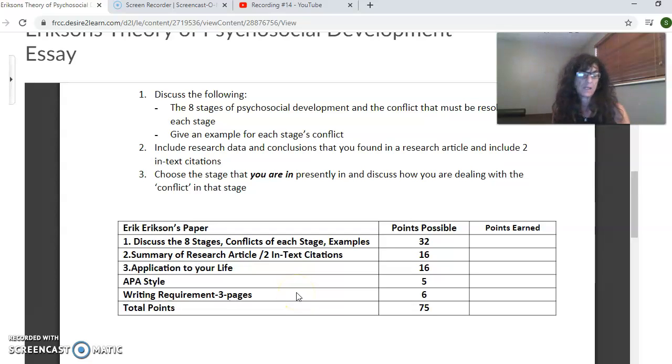No abstract is necessary. You will need references, of course, because you're going to be using an article and citing it. And, of course, we always use a title page. So go back to your APA style, that top 10 list, and you should be all set.